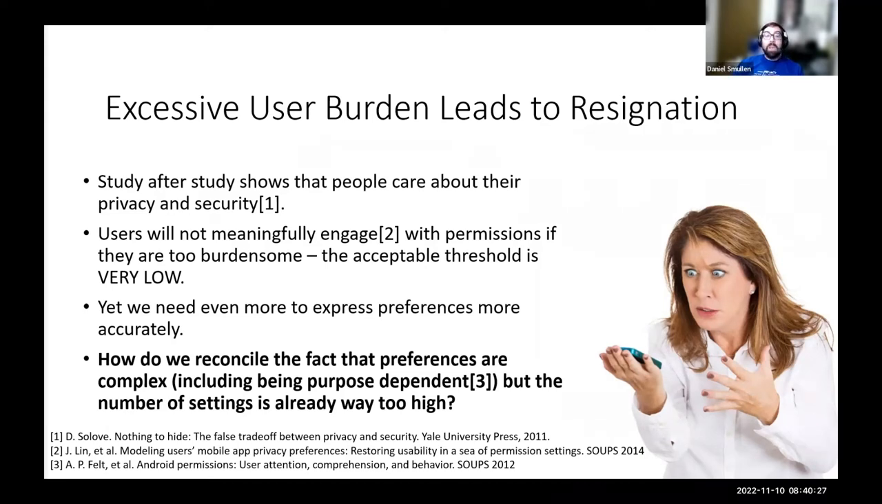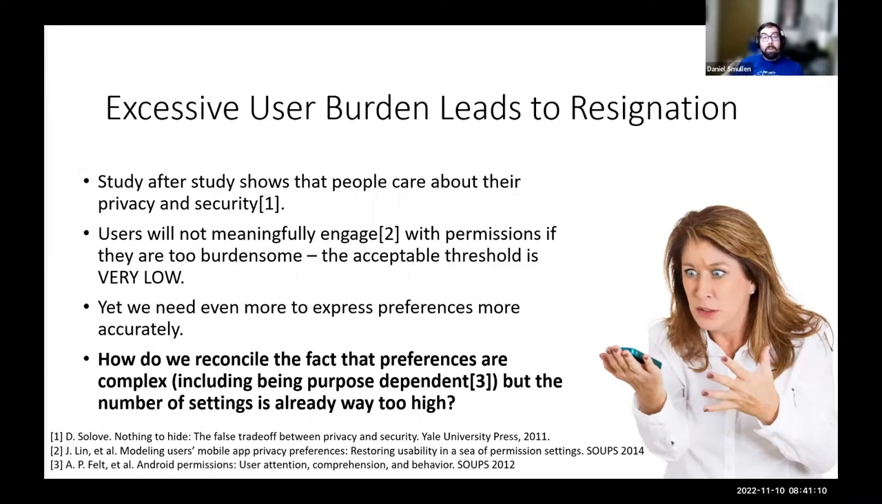Study after study shows people really do care about their privacy and security. They're not skipping configuring their settings because they're lazy or because they don't care. It's because people won't meaningfully engage with the permissions if they're too burdensome. Their brain turns off. The acceptable threshold for people, the number of clicks, the amount of brain power they have to use before it shuts off, is very, very low. We all know this. When you're installing something on your computer, how many people just click next, next, next, next, and don't pay attention to what they're clicking on? That's normal.